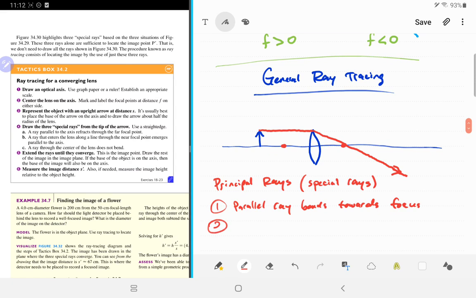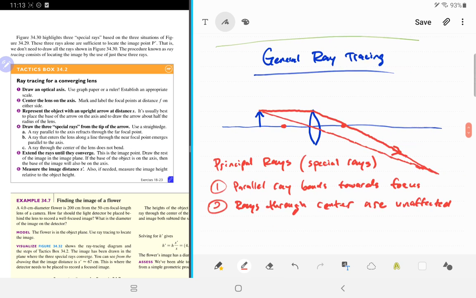Another ray is that rays through the center of the lens are unaffected. Through center are unaffected. So this light ray right here is not going to do anything. It's just going to keep going. You can start to see, and actually it just takes two lines to meet at a point, right? So we can start to see where these light rays might converge here.